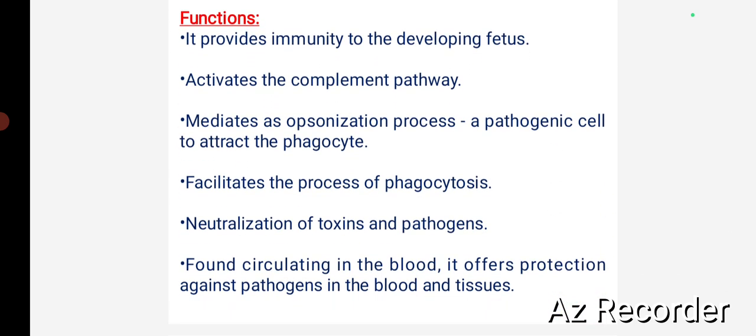Next, move on to functions of IgG. It provides immunity to the developing fetus, and it activates the complement pathway. It mediates the opsonization process, marking a pathogenic cell to attract the phagocyte. The process is called opsonization. It also facilitates the process of phagocytosis and neutralization of toxins and pathogens found in the circulating blood system. It offers protection against any pathogen entering our body through either blood or tissues.